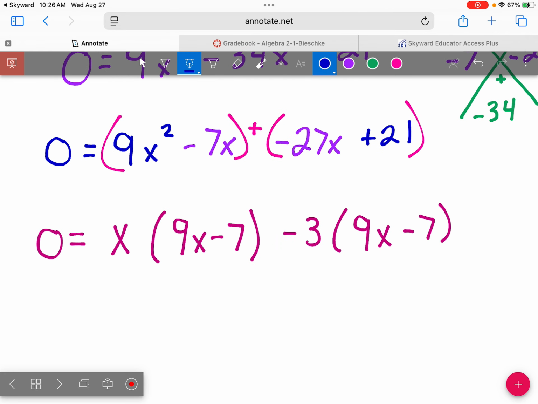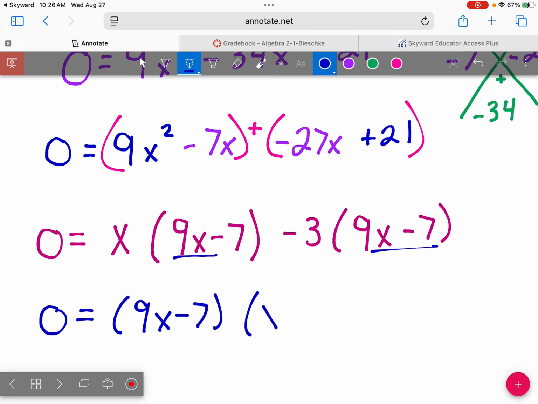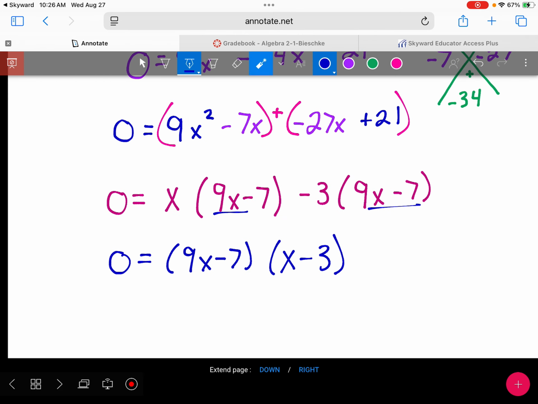So finishing our factoring, we get our 9x minus 7, that matching set, these two pieces. And our leftover bits make the other factor, our x and the minus 3. Make sure when we are factoring, we get all the way down to actually factored. This does not count as factored. This is half factored-ish, kind of. So this is not factored. This is factored. This, you have to keep going. But we're almost there. We can get to our solutions.